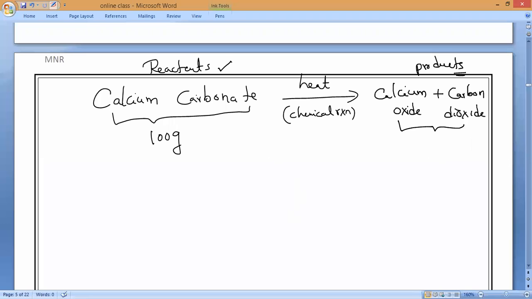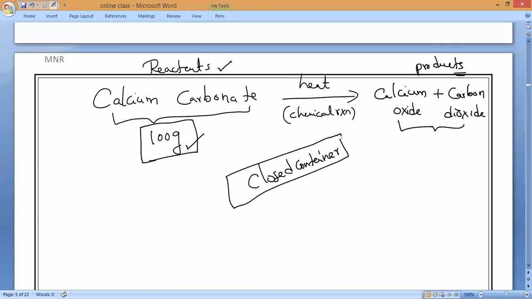Now, what is the reactant mass? How much reactant mass have we taken? 100. We are getting two products, but the total mass should be equal to what? 100 grams. That is when I operate this in a closed container. If I do it in an open container, is it possible to get the equal mass? No, sir. Why? Carbon dioxide gas will escape.